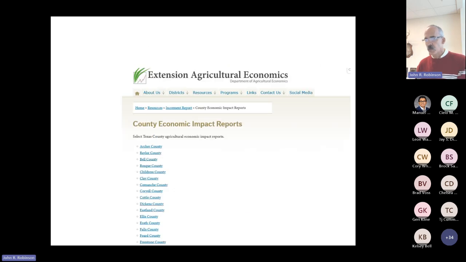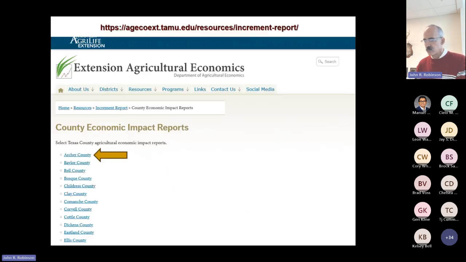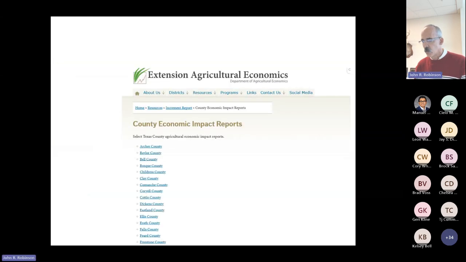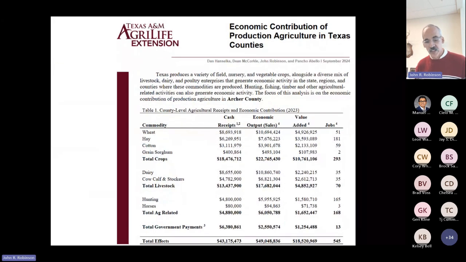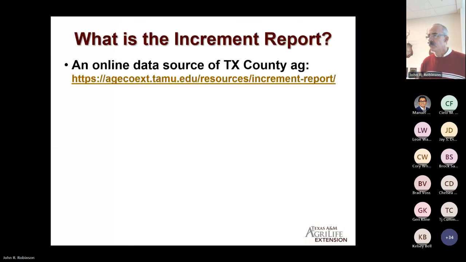It'll live on the AgEco website, under that link that says County Economic Impact Reports. So hopefully that's a motivation, because that's something we want you to be able to use for interpretive events. That's the kind of thing the increment report has typically been used for: economic impacts at the regional level, now at the county level. It's a good source of data for that. In fact, it's the only source of data for that.